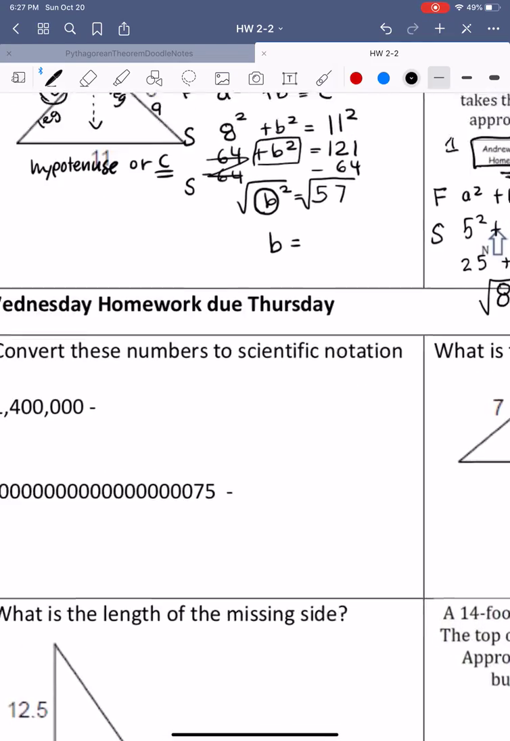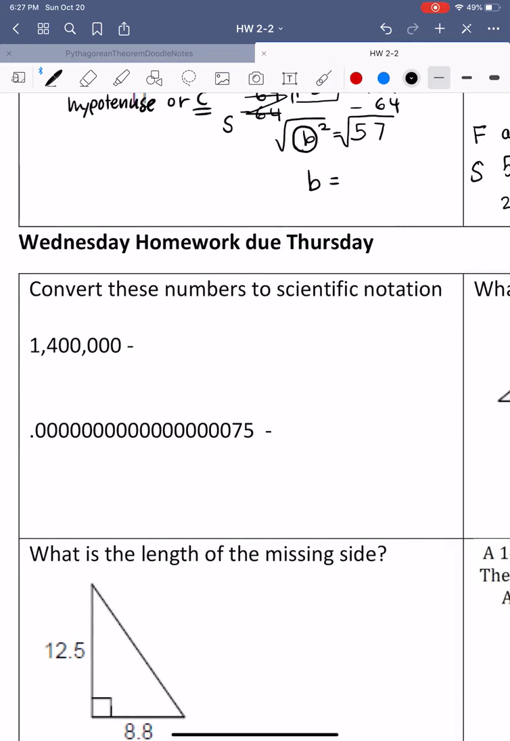All right, moving on to this is Wednesday's homework. We have a test this Tuesday, so we're not giving you homework on the night of your test.